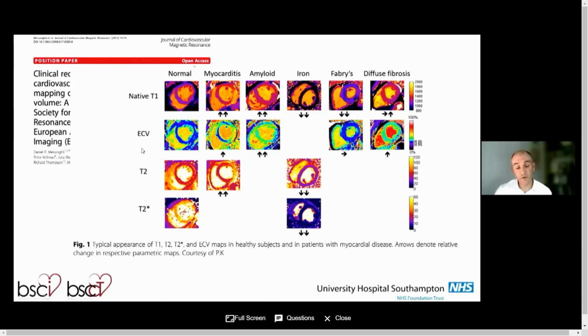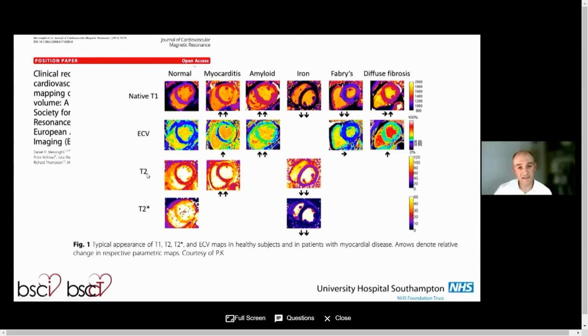We can also assess extracellular volume. If we do further T1 measurements after the administration of gadolinium, we can start making a calculation, because gadolinium is an extracellular contrast agent. By comparing the pre and post contrast images, we can generate these maps to try and estimate extracellular volume and get direct measurements. And again, you'll see this varies depending on the disease states.